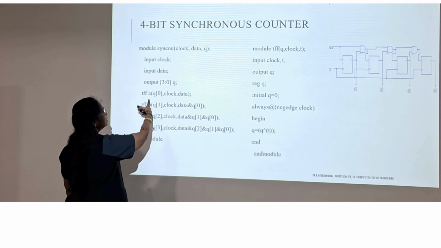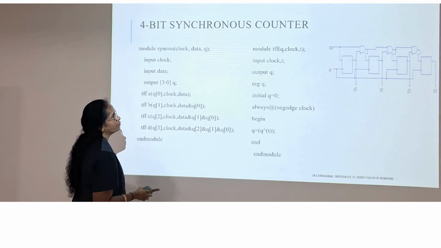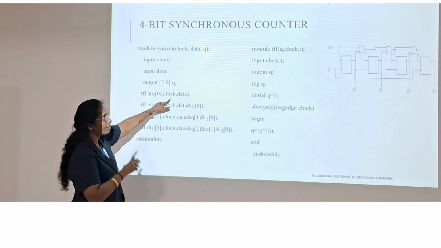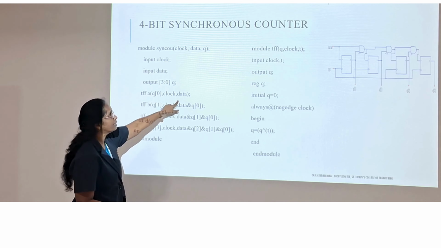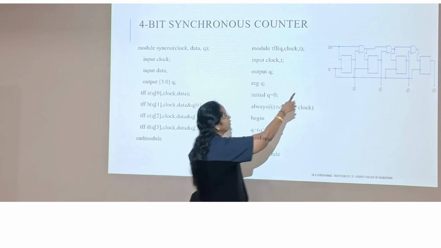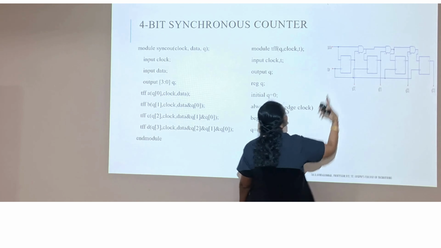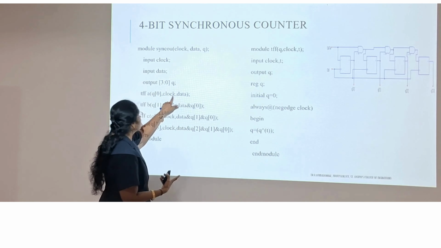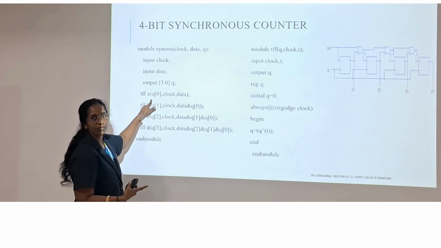And then, what is the input for the first flip-flop? You see that clock is there for every flip-flop, and the other one is the data. Data is given directly. Therefore, clock and data are the inputs and the output is going to be Q of 0.